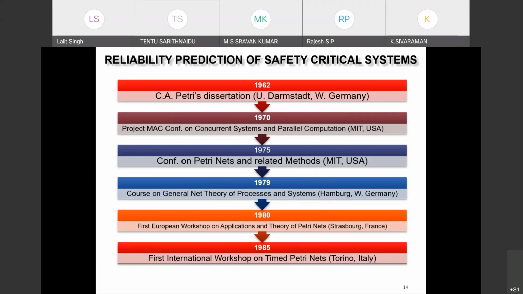So after reviewing his thesis, the people were trying to explore whether this modeling concept will be able to model concurrent and parallel systems. And with this objective, in 1970, MIT USA conducted a conference on concurrent systems and parallel computation. And the conclusions were very fruitful, where the people were more eager to know more and more potential to strengthen the model to solve more and more complex or challenging industrial problems. And with this objective, again, they decided to meet after 5 years. So again, MIT USA conducted a conference on factory nets and related.